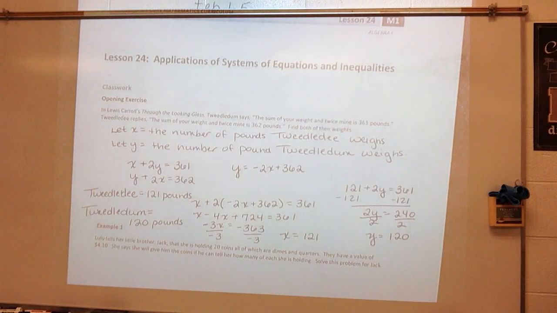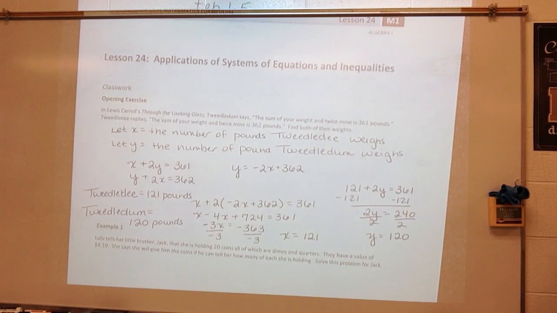All right, what if I told you I was holding 20 coins, and they were a mix of dimes and quarters, okay? Could you tell me anything about how many of each I have? Well, you could not be specific. You could give me a list of possibilities. You could say, okay, well, you have 1 dime and 19 quarters, or 2 dimes and 18 quarters. You could give me a list, but you could not be specific.